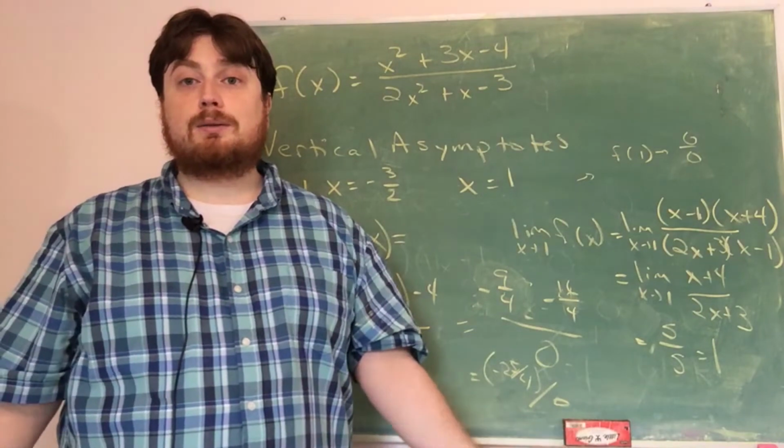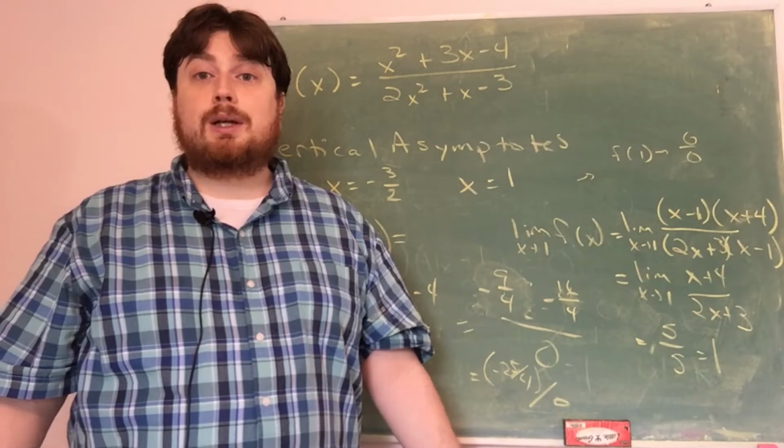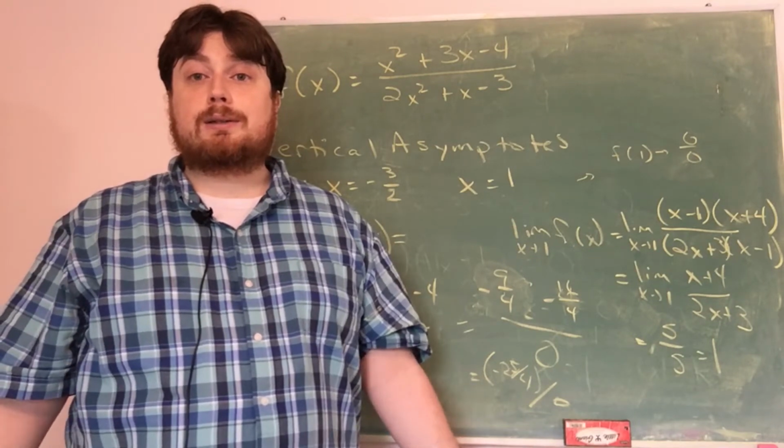So what does that mean? Well, that means that the limit exists. So therefore, we will not have a vertical asymptote. Indeed, what we will have here is a hole discontinuity.